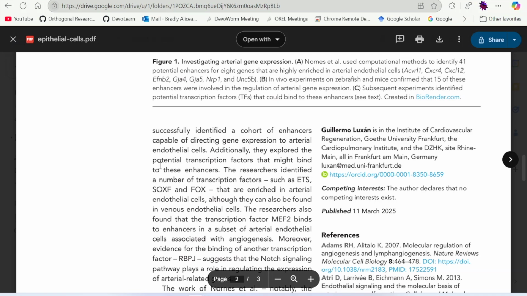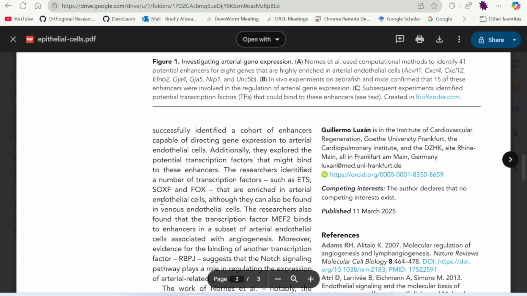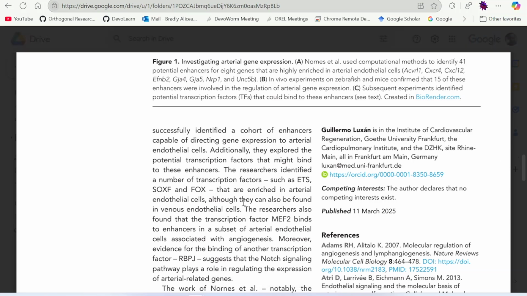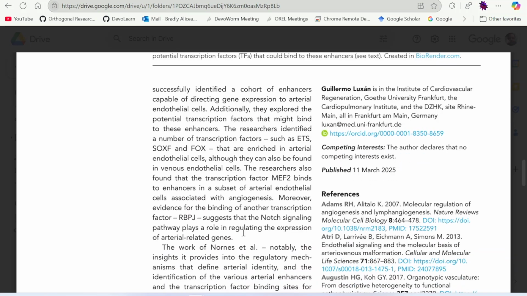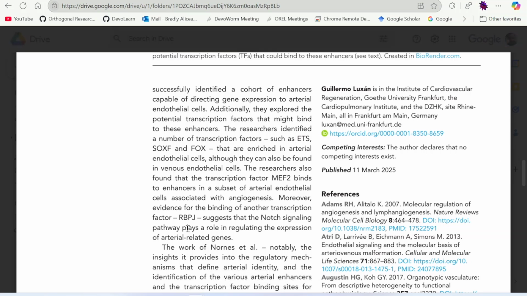Then they also explored potential transcription factors that might bind to these enhancers. These transcription factors, such as ETS, SOXF, and FOX, are enriched in arterial endothelial cells, although they can also be found in venous endothelial cells. The researchers also found that the transcription factor MEF2 binds to enhancers in a subset of arterial endothelial cells associated with angiogenesis. And then the binding of another transcription factor, RBPJ, suggests that notch signaling pathways play a role in regulating the expression of arterial-related genes.